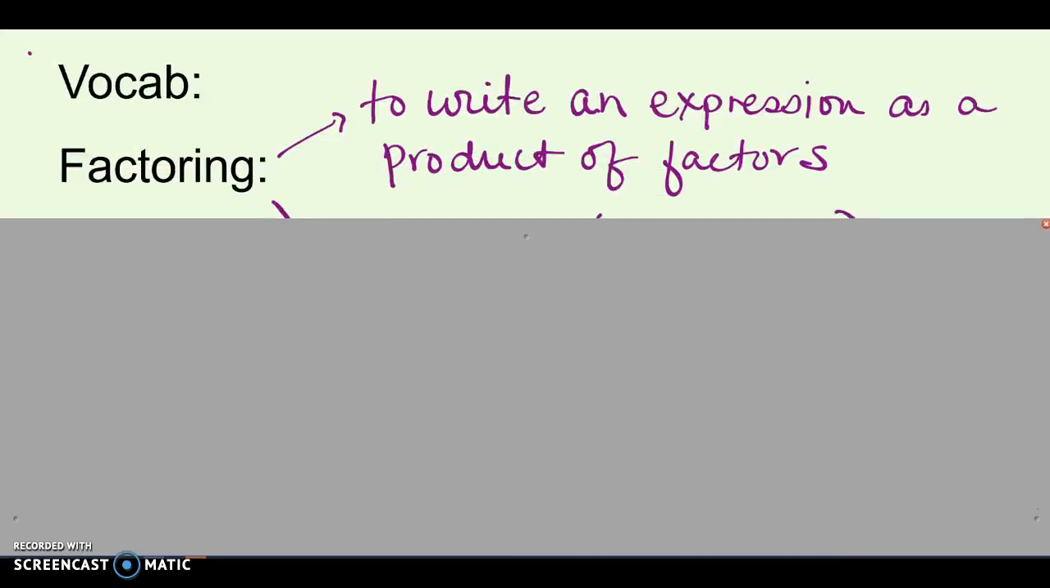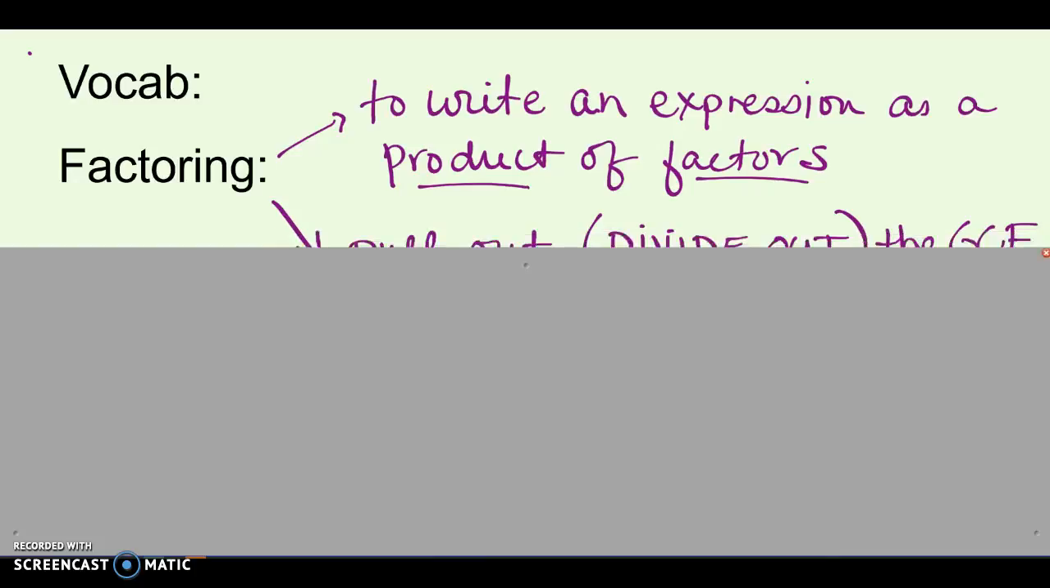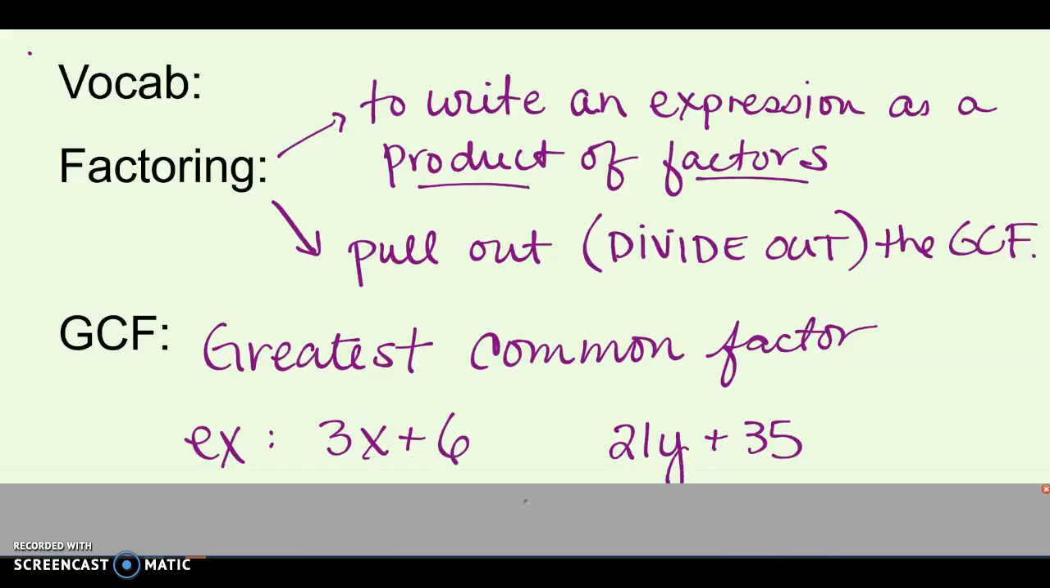So for the vocab, we need to know what it means to factor. The first definition here is the technical definition in your book. It says to write an expression as a product of factors. So hopefully you remember that product means we're multiplying, and factors are things that get multiplied together to give you a product. So we're going to be looking at what gets multiplied together to make that expression. Our normal, everyday definition of factoring is going to be to pull out or to divide out the greatest common factor. So we have to remember what a greatest common factor is.